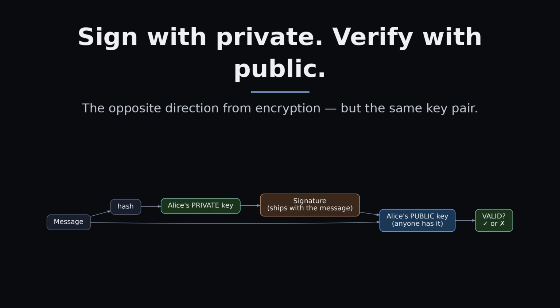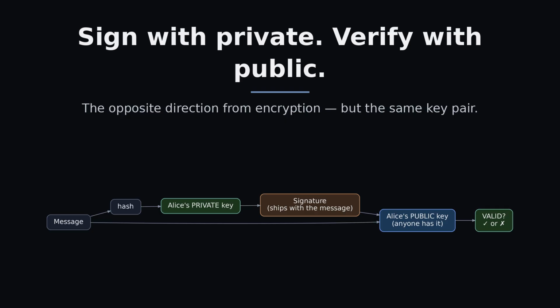Mechanically, here's what signing looks like. Alice wants to send a message and prove she wrote it. She hashes the message, a 32-byte fingerprint. She runs that fingerprint through a sign operation using her private key. The output is the signature, which she ships alongside the message. Now Bob receives both. To verify, Bob hashes the message himself and runs the verify operation using Alice's public key on the signature. The result is either valid or invalid.